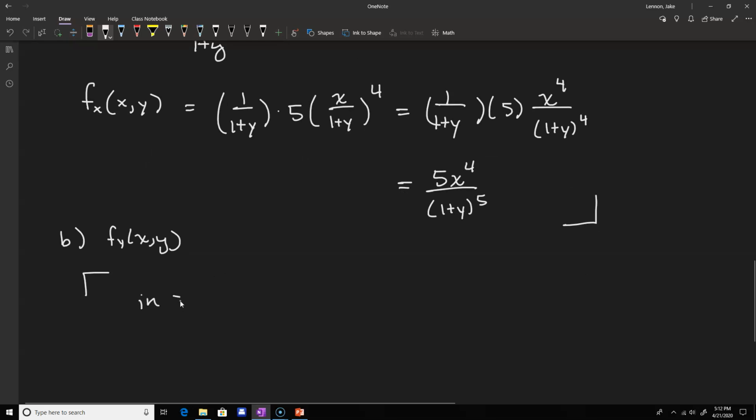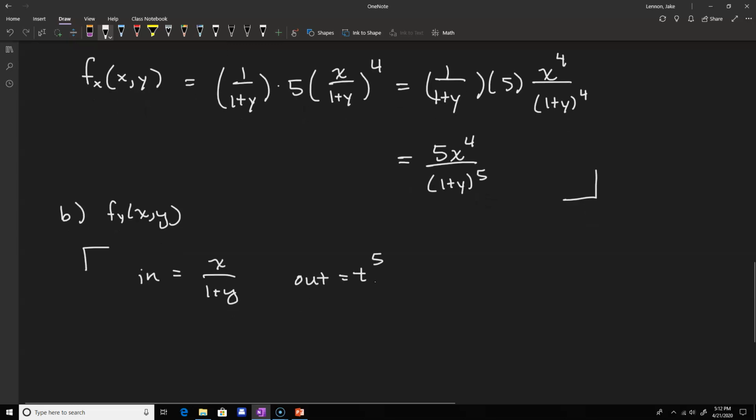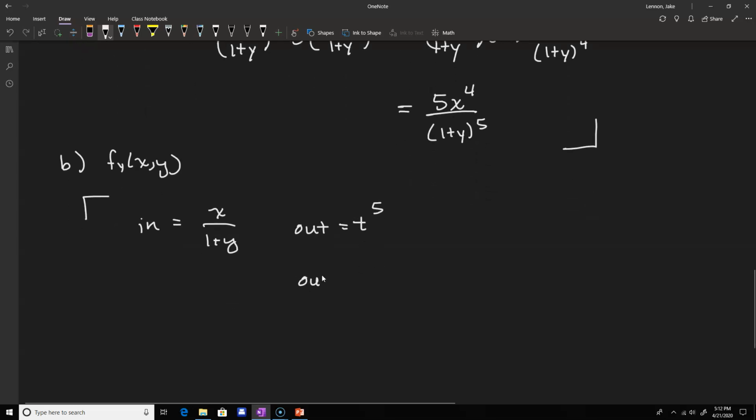So the inside here we have x over 1 plus y, and then the outside again is still just t to the 5th. So the outside prime is easy to figure out. This comes out to 5t to the 4th. And then the inside prime here, well, what do we have? We're going to have to use either a chain rule or a quotient rule, depending upon how we think about this. I would prefer a chain rule myself.